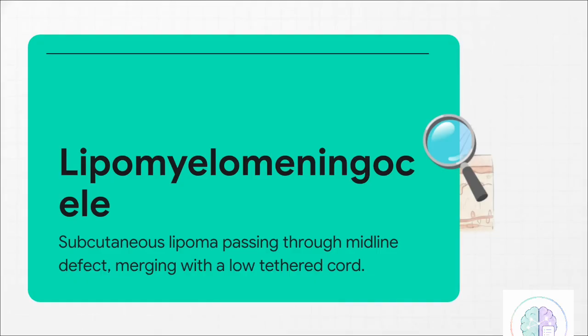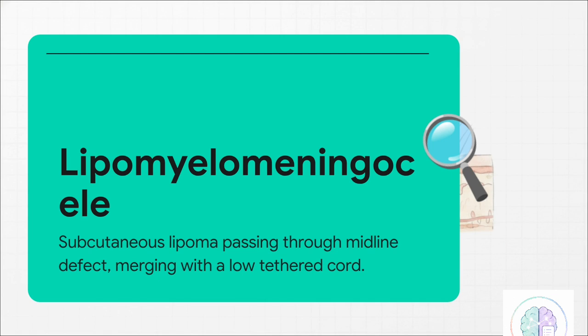So what exactly are we dealing with here? A lipomyeloschisis is essentially a subcutaneous lipoma that passes through a midline defect. But it doesn't just pass through one single layer. Oh no, it traverses the lumbodorsal fascia, punches right through the vertebral neural arch, penetrates the dura, and ultimately merges with an abnormally low tethered spinal cord.